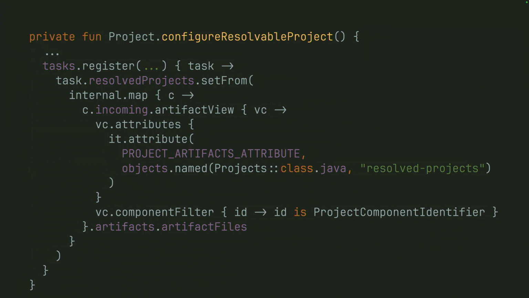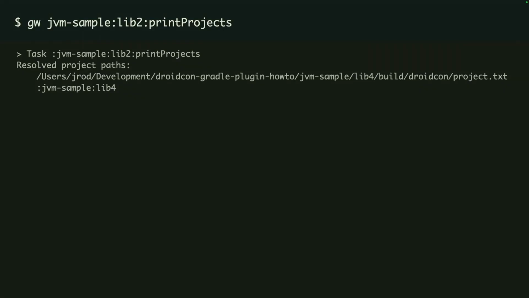Let me now prune that down and only look for things that are not only the custom attribute that I wanted, the resolved projects artifact, but also let me prune out things that are not in my project. So I don't want third-party dependencies. I want only modules that speak project.txt. And this is the way you do that. So now by doing that, I get what I want. A keen eye will notice that I ran this task from lib2.